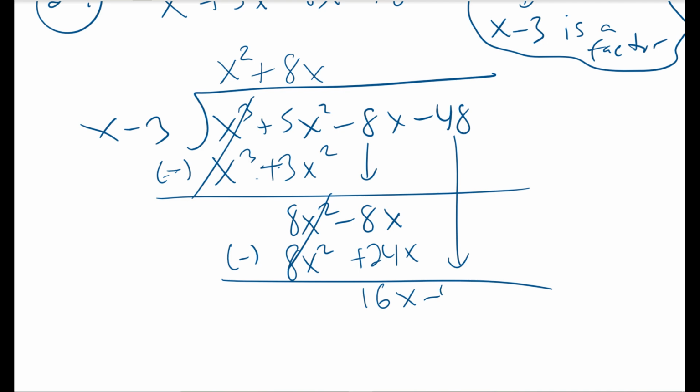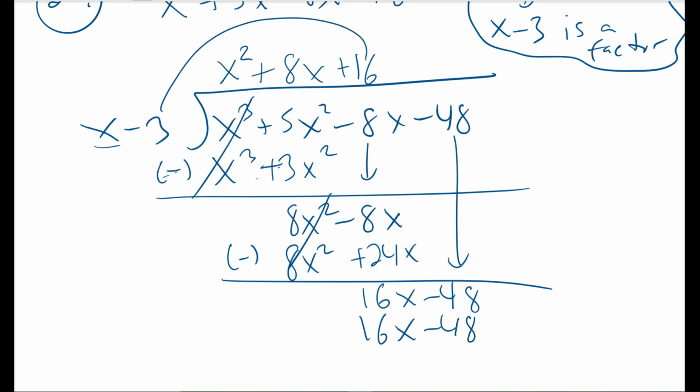Bring down the -48. I need a 16x here. The only way to get that from x is if I times x by 16. So 16 times x is 16x. 16 times -3 is -48. And they all cancel each other out. So you get a remainder of 0.